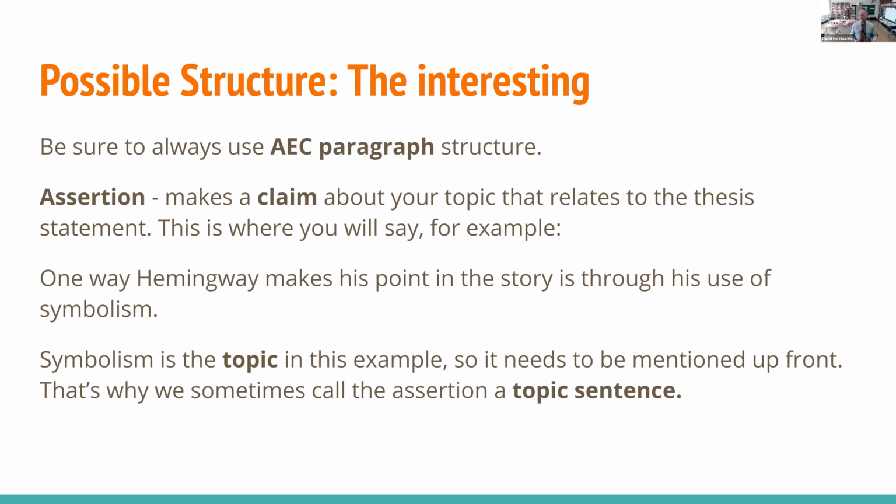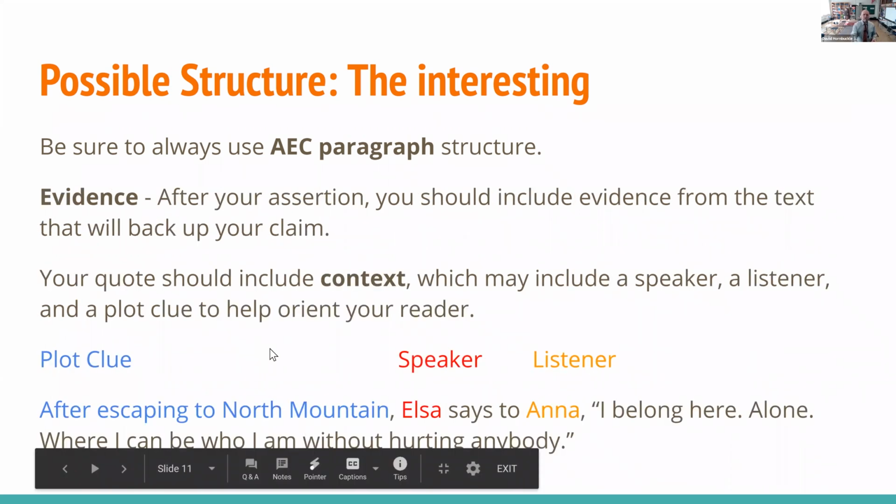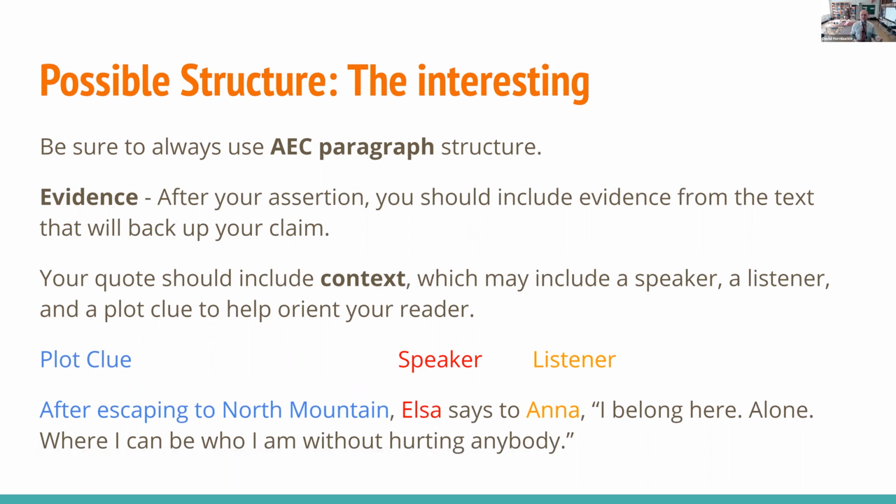Assertion is another word for a topic sentence. I like it better than topic sentence because it's more descriptive of what you're actually doing, which is making a claim. After your assertion, you have evidence. It should be evidence that backs up the claim you just made. And your quote that you use should include context. So this may include a speaker, a listener, and a plot clue.